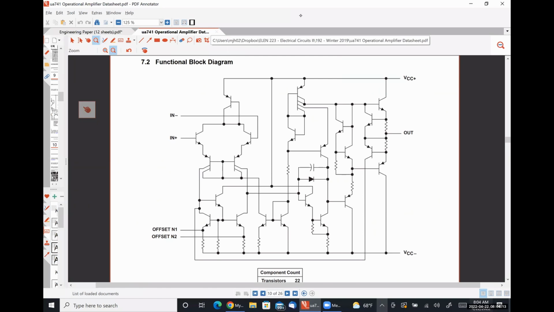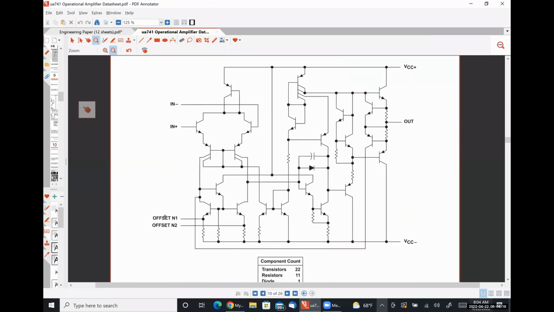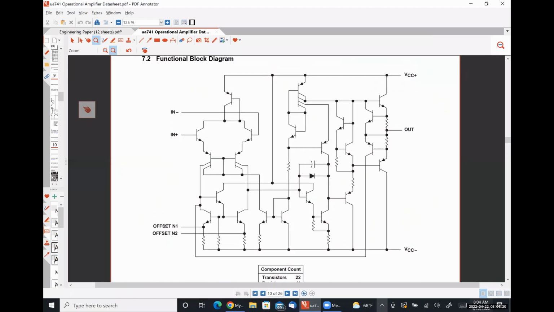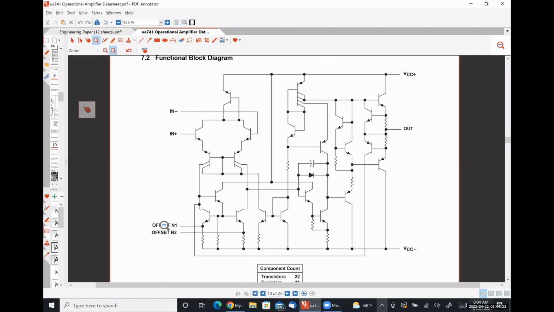So this horrifying looking circuit right here, containing 22 transistors, 11 resistors, a diode, and a capacitor, is a simplified version of an op amp. This is a Texas Instruments MU-A741 op amp, a very, very commonly used general purpose operational amplifier. And we can see that it contains 7 terminals.